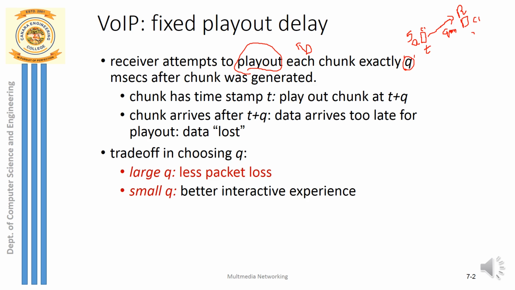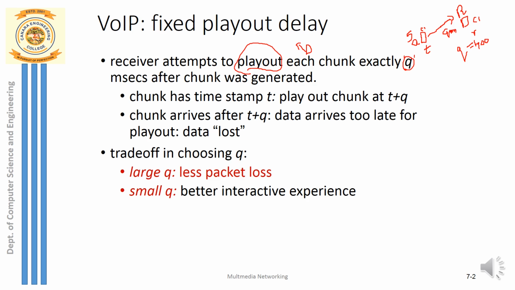R. So here Q is nothing but the time taken by the chunk to travel all the way from sender to receiver, and R is the time at which the receiver receives that particular chunk. T is the timestamp at which the sender sends that chunk. So let us take this parameter Q, the delay, and it should be less than 400 milliseconds.